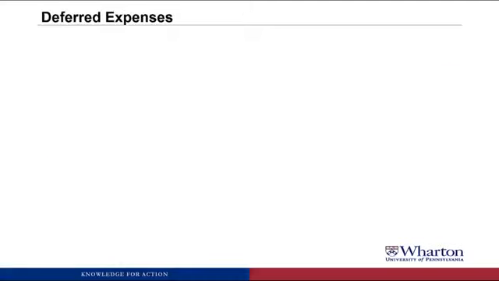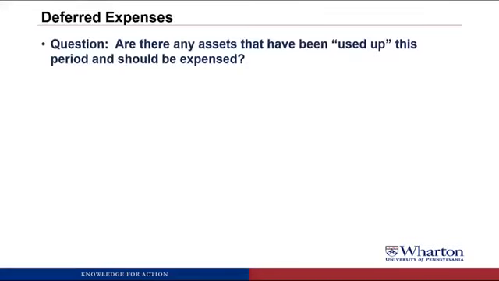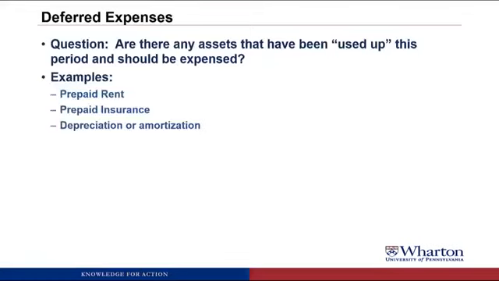The first category we're going to look at are deferred expenses. So as our poor accountant sits at his desk on New Year's Eve night and watches his colleagues from sales and marketing and operations and human resources happily leave the company to go celebrate New Year's Eve, the accountant asks himself, are there any assets that have been used up this period and should be expensed? The accounts that we'll see here are generally called prepaid accounts, like prepaid rent or prepaid insurance. Depreciation and amortization are also examples of a deferred expense, but we'll talk more about those later in the video.